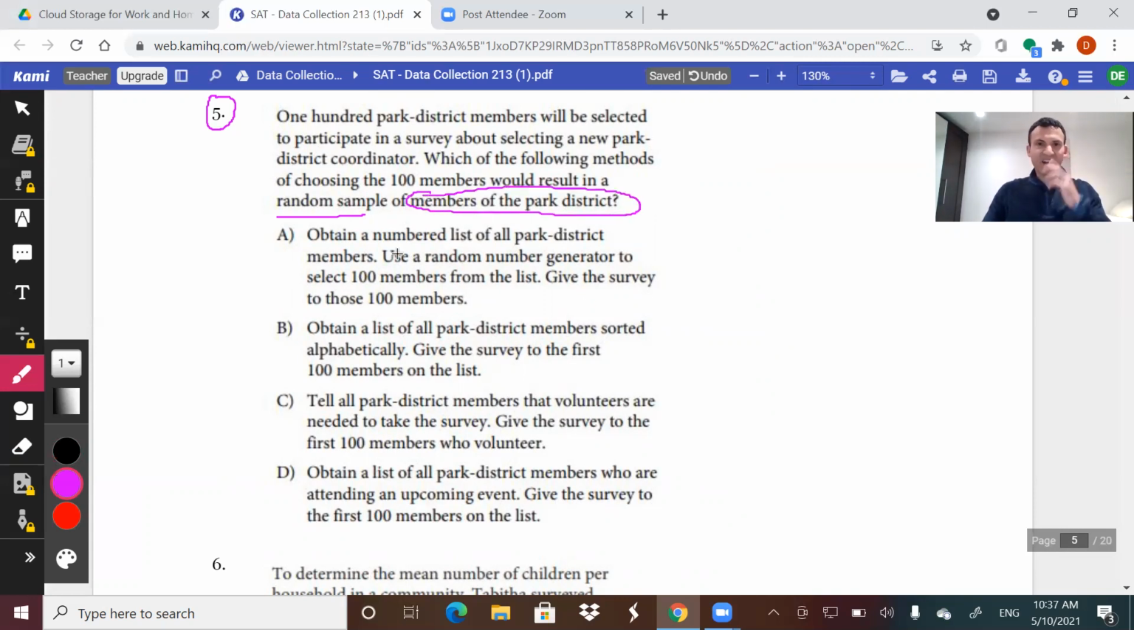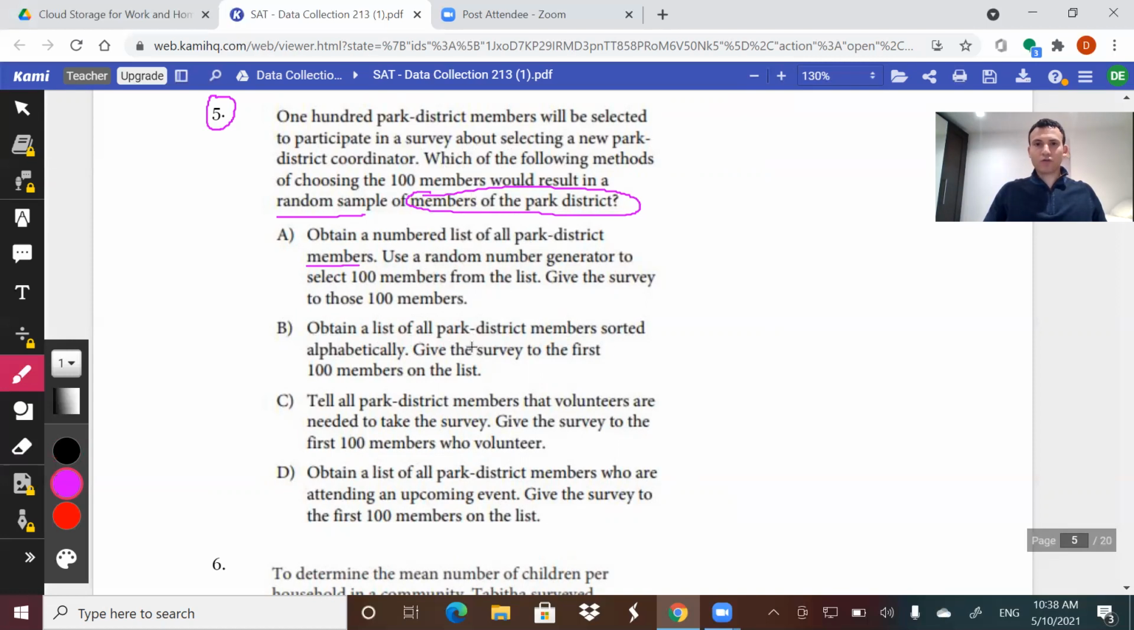So let's see what we have. A is obtain a numbered list of all Park District members, because we want a group of members. Use a random number generator to select 100 numbers from the list. Give the survey to those 100 members. So this seems very random. It seems like our sample is of members only, which is what we're projecting out towards. Yeah, this would best get us 100 members randomly. But let's look at these other options.